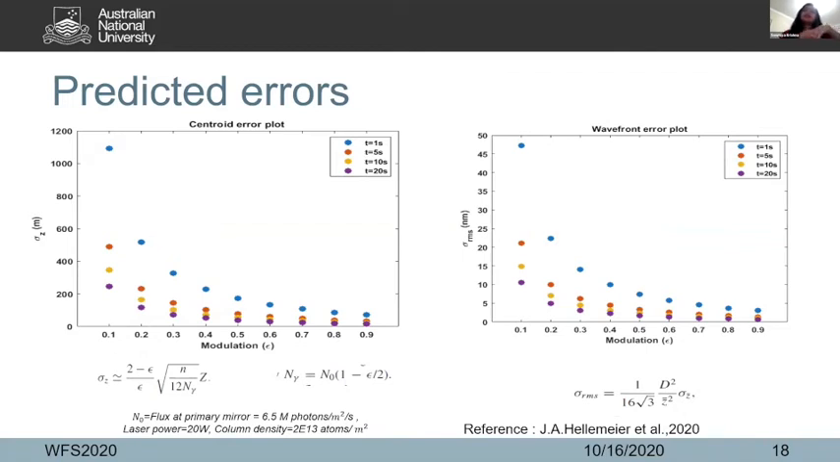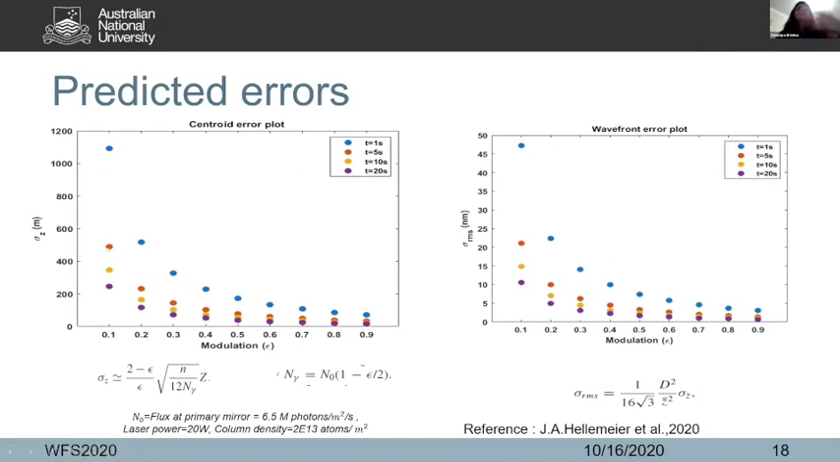These calculations are based on the equation previously derived by Dr. Holzlöhner. So in my case, I'll be getting 6.5 megaphotons per meter square per second for a 20 watt laser and a column density of 2 times 10^13 atoms per meter square. And for 1 second, I'm getting around 1,200 meters of centroid error. As I increase the laser modulation depth, this is going to decrease the error, which in turn means there will be a reduction of wavefront error.